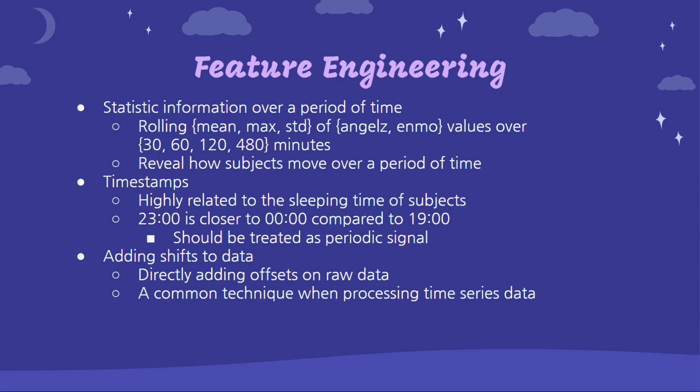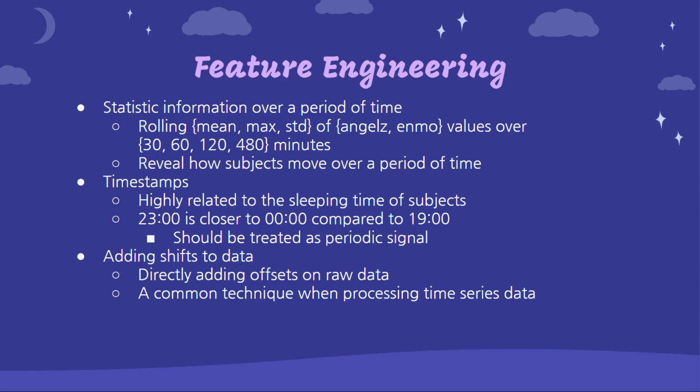For feature engineering, there are several types of possible features. First, the statistic information over a period of time. We take different rolling methods on angle Z and ENMO. These features can show the behavior within the time period.